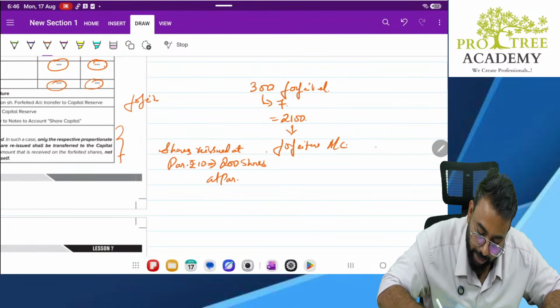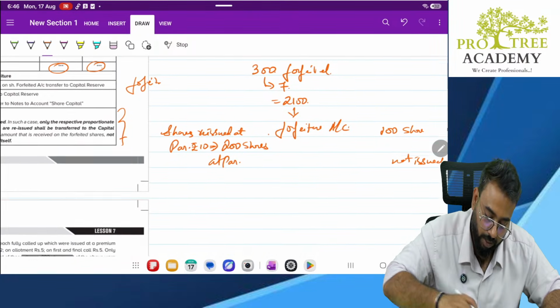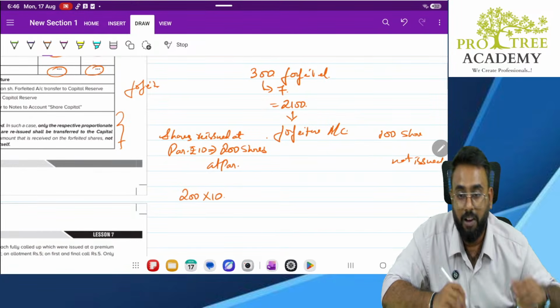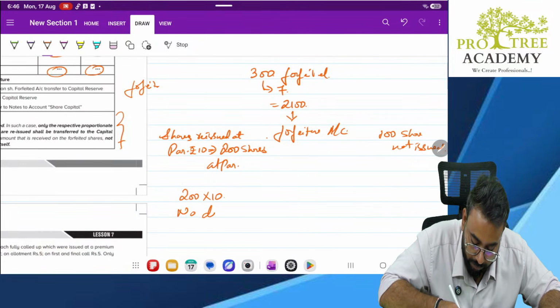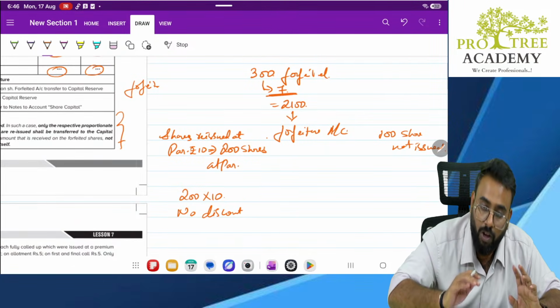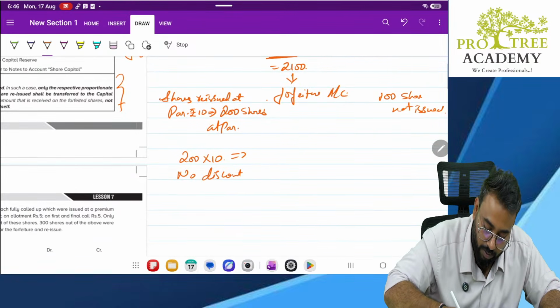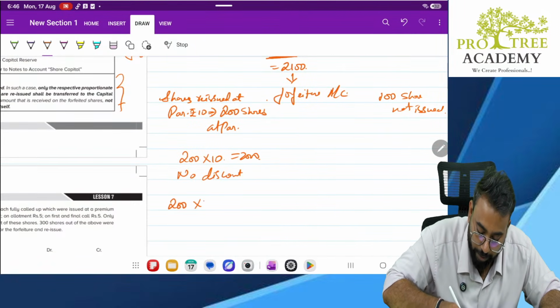Okay. Remaining 100 shares not issued. So now on these 200, what is the amount we are collecting? 200 into 10. Are we giving any discount? No discount. So no discount means whatever forfeited amount is on these shares has to be transferred to capital reserve. Clear? So how many shares are we reissuing? 200. What was the forfeited amount? 7 rupees. So total 1400.